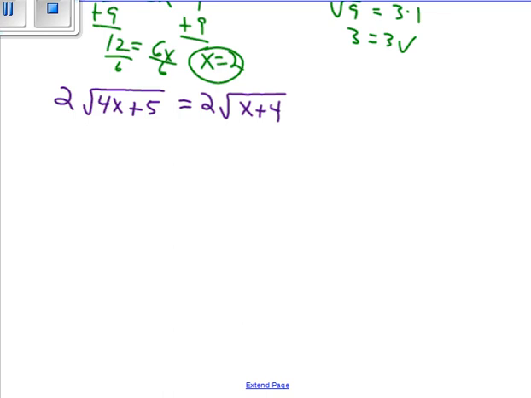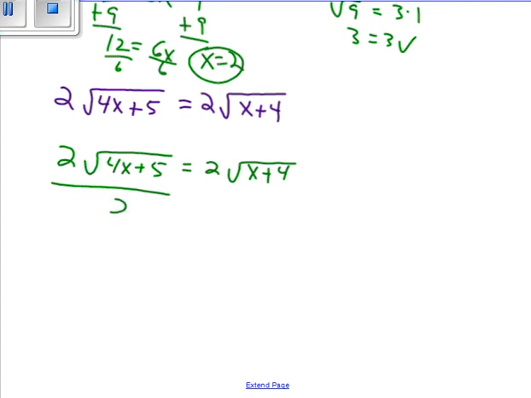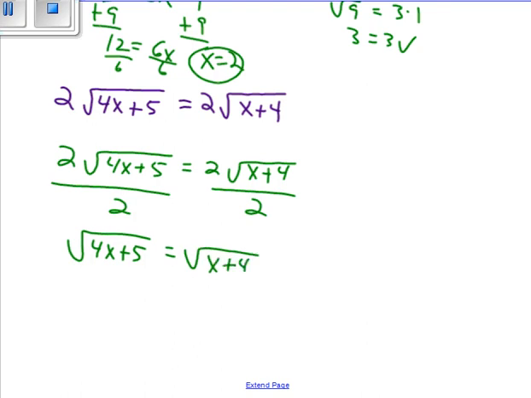All right. So let's look at the next one. Once again, on this one, what I can actually do, just to take the 2's out of the picture, since both sides have a 2 being multiplied, I can just divide out the 2's. So now I just have root 4x plus 5 equals root x plus 4. So a little easy thing to do if you have the same number on both sides. Then I'm going to square both sides.